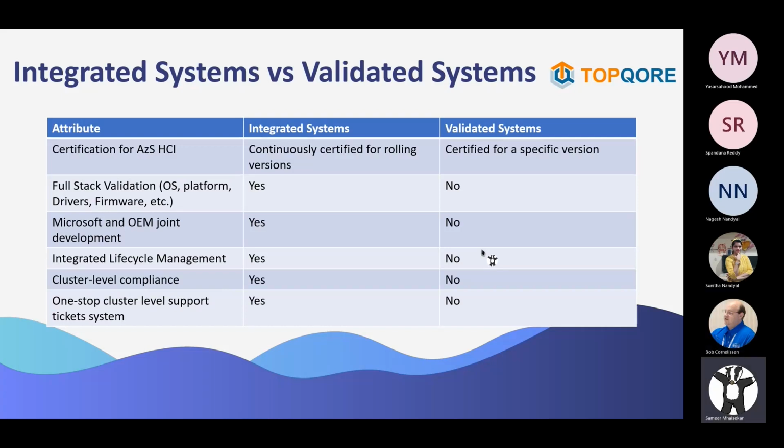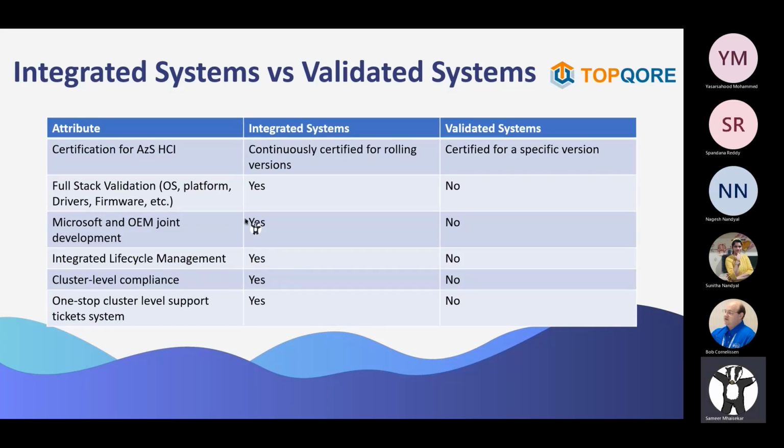If it's a validated system, then the collaboration is not 100%. Let's say it's not perfect. For certification, for example, the integrated systems are continuously certified for rolling versions. So when Microsoft releases the new version of Azure Stack HCI, all these integrated system vendors will already have them tested against all the harshest of conditions, and only then do they suggest you the upgrade. It's like, okay, this new version is available. We have done extensive testing on it, and we certify that it is safe to run. So that is where you go and update it using integrated lifecycle management.